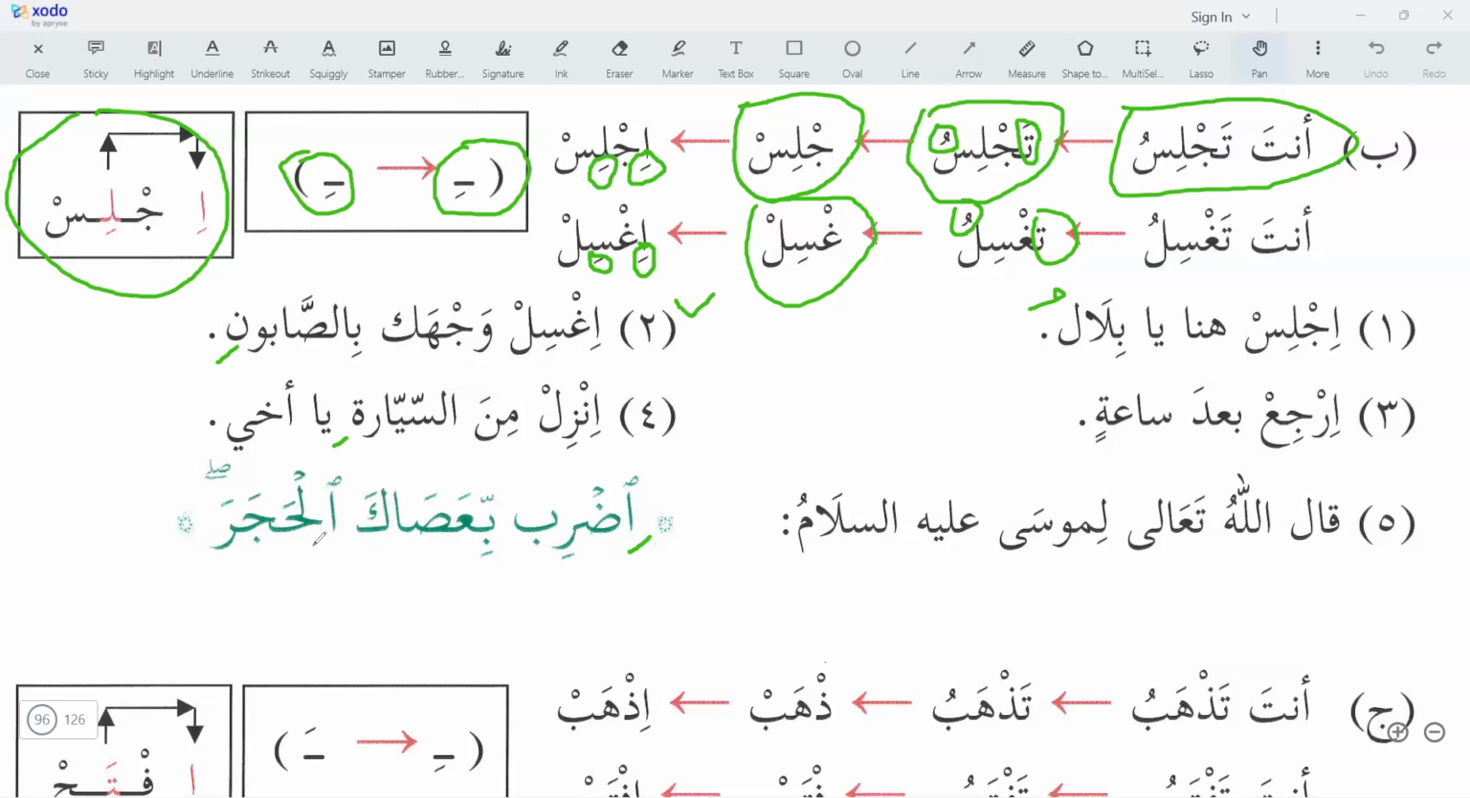Idrib bi-asaka al-hajar. Hit the stone with your stick. Okay. So hit the stone. Hit the stone with your stick. With your stick, bi-asaka. Beat the stone with your stick.